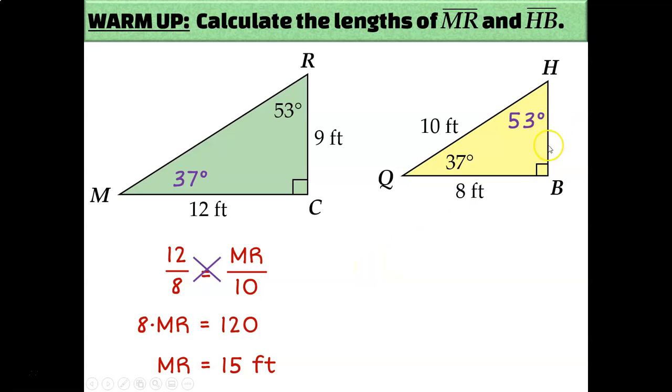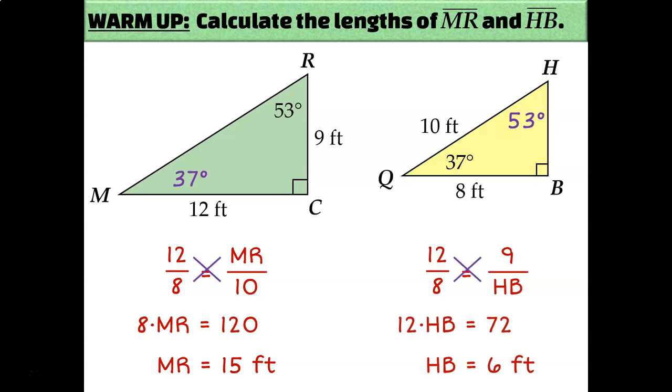I could do something similar to find out the length of HB. HB is the length of the short leg, and I know the length of the short leg of the green triangle. So I can start out the same way of 12 over 8, that's long leg over long leg, and set it equal to short leg over short leg. Cross multiply and solve.